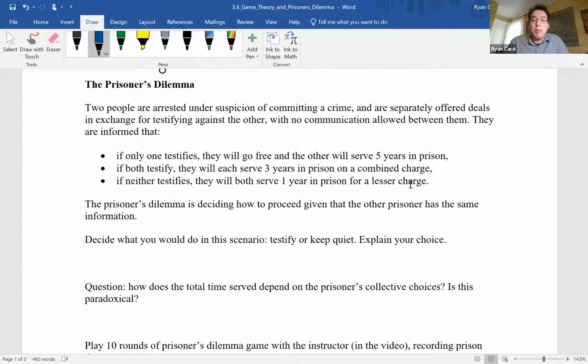Or is it better to testify in hopes that maybe I will not rat you out and you'll get 0 years in prison and I have to serve 5? So it's a little bit selfish, but you'll get no prison time.